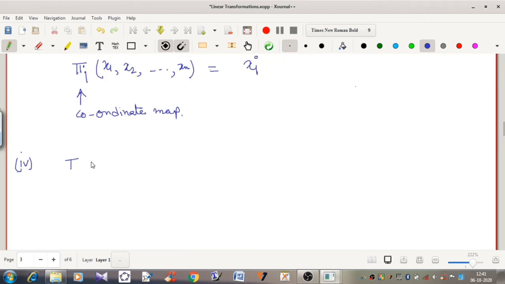Now we are considering a map T from the vector space Rn to the vector space Rn.